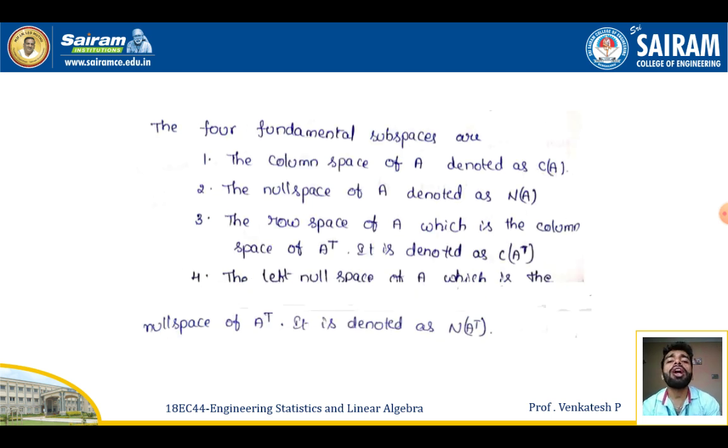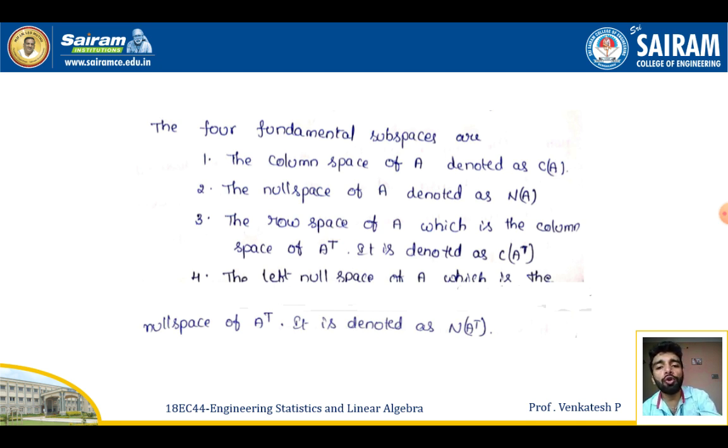Now we will see what those four fundamental subspaces are. The first one is the column space of the matrix A, denoted by the symbol C of A. The second one is the null space of the matrix A, denoted by the symbol N of A. The third is the row space of the matrix A, which is the column space of A transpose.